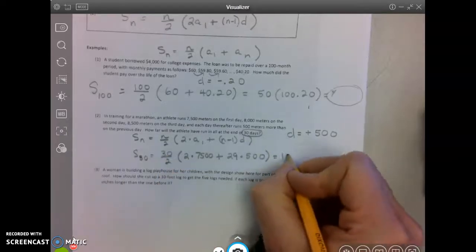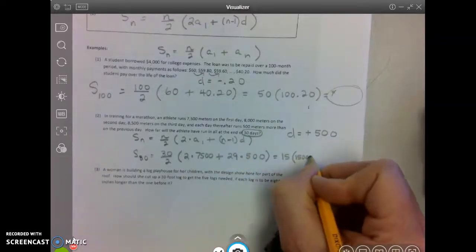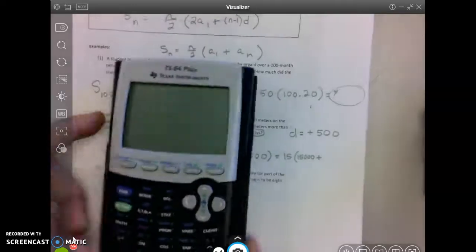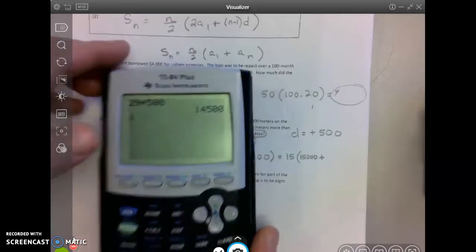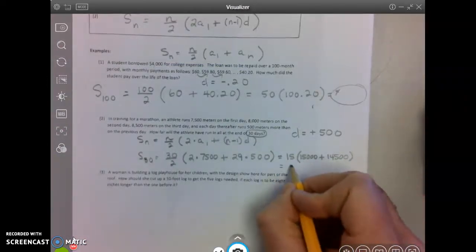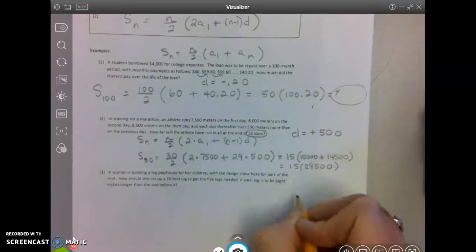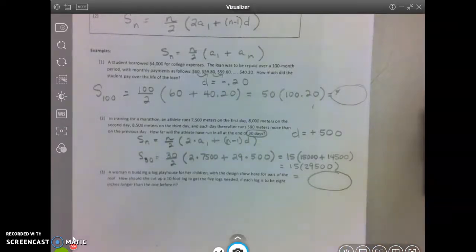So 30 divided by 2 is 15. This 7,500 times 2 is 15,000, plus, let's use my calculator and see what 29 times 500 is: 14,500. So I get 15 times 29,500. When I add those up and multiply that, I will get the total number of meters that the person ran in training for their marathon.